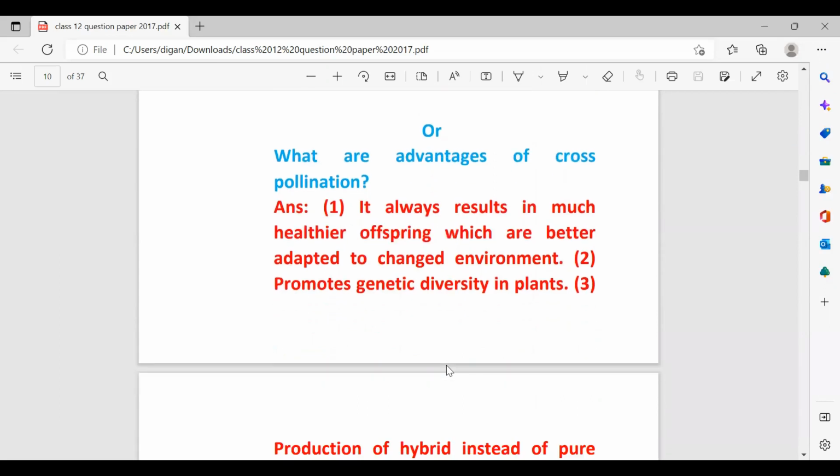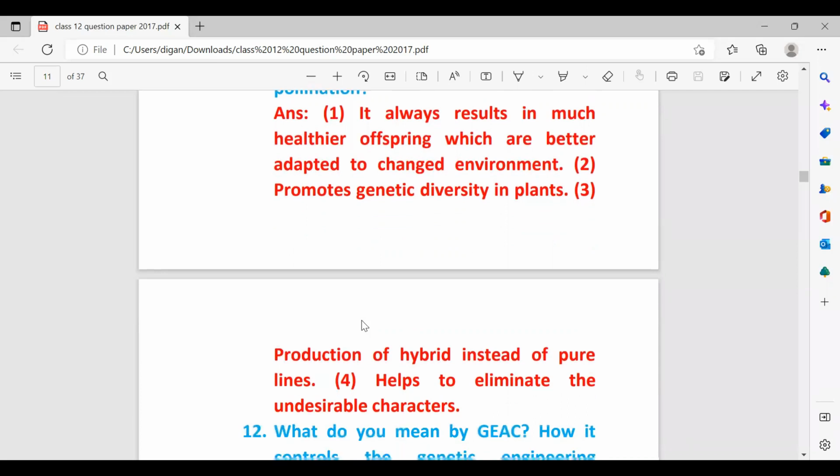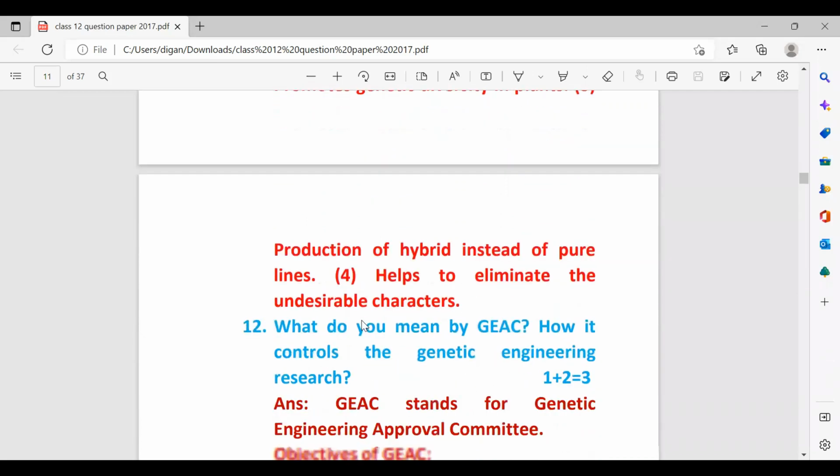What are the advantages of cross-pollination? So there are two types of pollination, self-pollination and cross-pollination. So in cross-pollination, these are the advantages. So these are the advantages of cross-pollination. Here I am giving you 4 advantages.